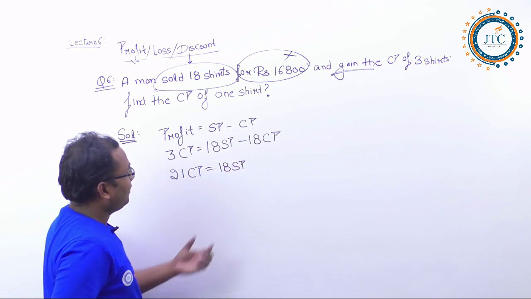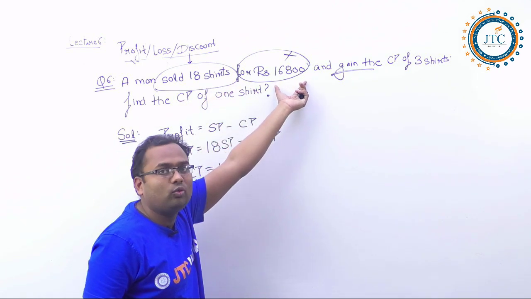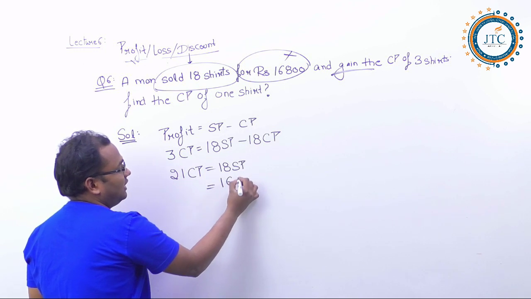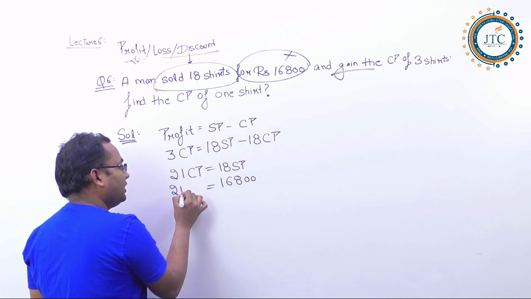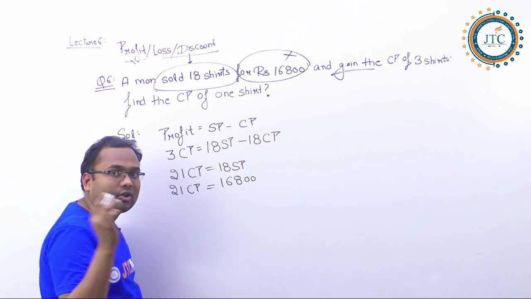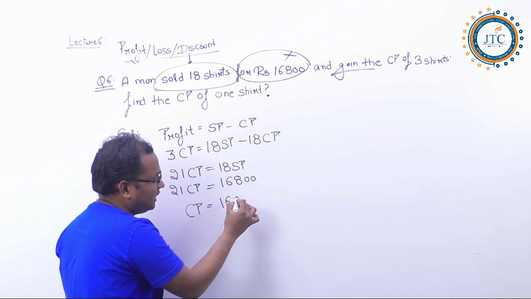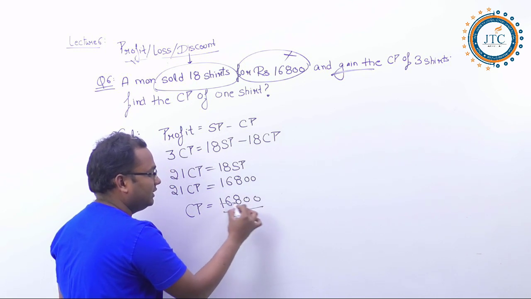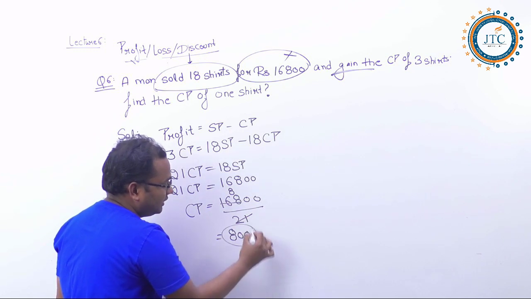After that, we know the value of 18 SP, basically the selling price of 18 shirts, is equal to 16,800. So substituting here, 16,800 is equal to the cost price of 21 shirts. So what is the cost price of one shirt? Cost price of one shirt is equal to 16,800 by 21. This is 1, this is 8. So the cost price of one shirt is 800. This is our answer.